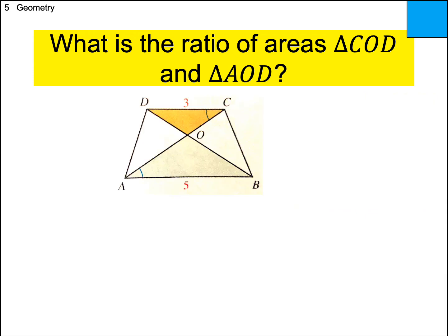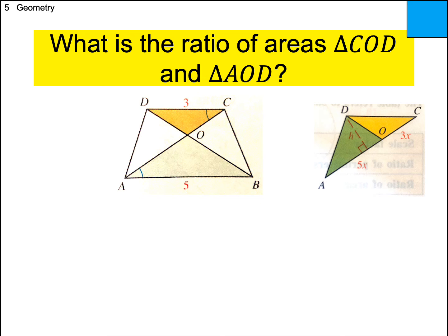Okay, so same shape, right? This time I'm going to do triangle COD. Can you see COD and AOD? Okay, so to make it a little bit easier, I'll draw those two triangles. This is from the book. I'm not sure why they use different colors, but don't confuse the two colors. So those are just those two triangles that we're trying to compare.